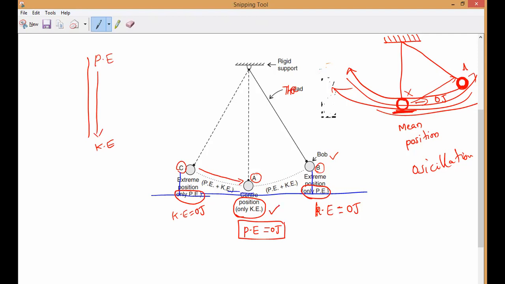Understanding? Once again it starts moving up. It is moving up this side, like a ball thrown upwards.